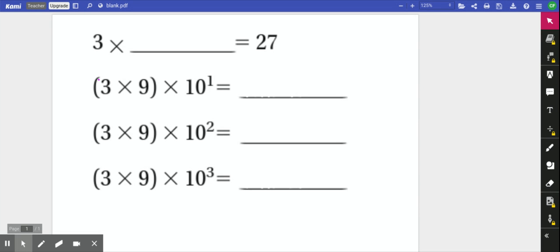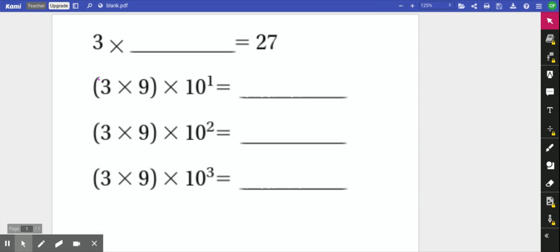Hey boys and girls, I just wanted to go over some examples for lesson 1.5, multiplication patterns with exponents and powers of 10. So very similar to what we learned yesterday, multiplying a power of 10 and a whole number. Today we're going to be multiplying by a power of 10 and looking for multiplication patterns. So basically some shortcuts, mental math.